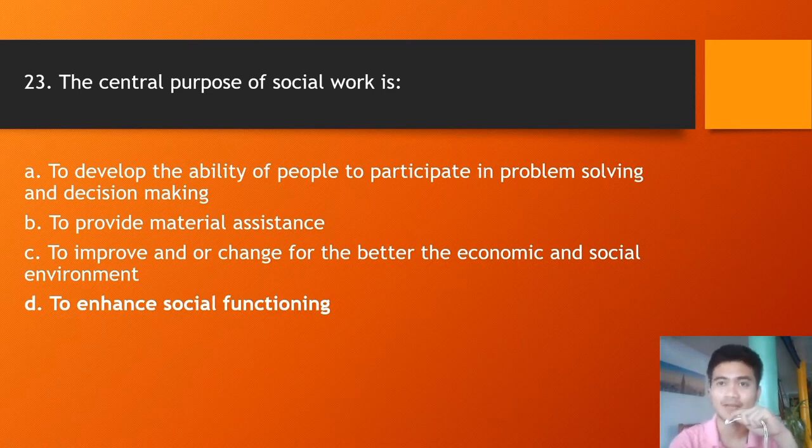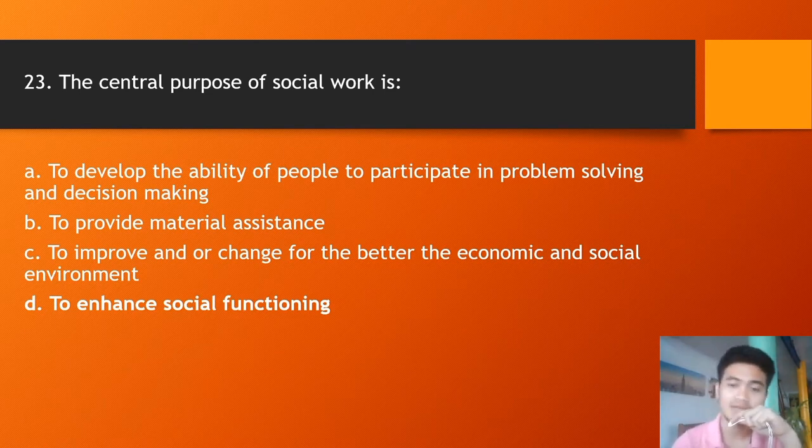Although there is a minimum problem, we should maximize it for the individual or groups or even communities. Letter C, to improve and change for better economic and social environment is also possible, but the best option is letter D, to enhance social functioning. Because social functioning, nakapaloob na dyan, problem solving, provision of material assistance in a form of public assistance, and letter C, to improve or change for better economic and social environment.